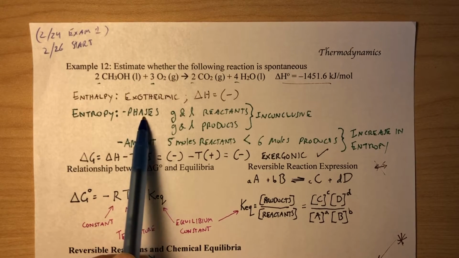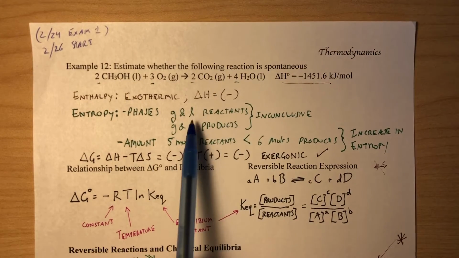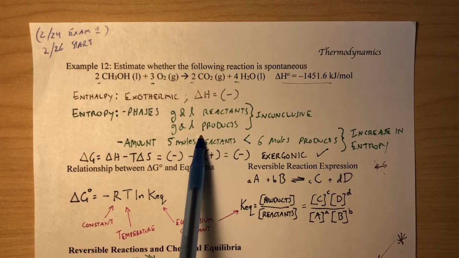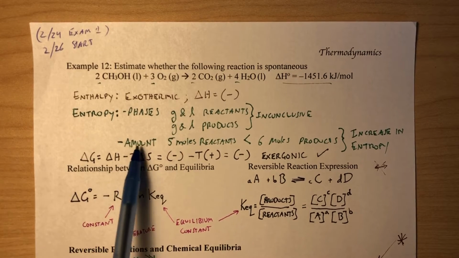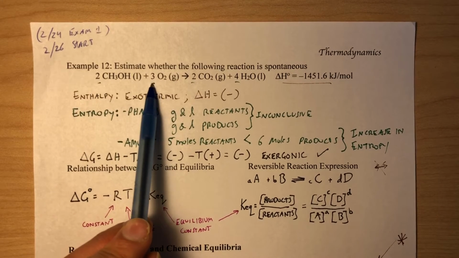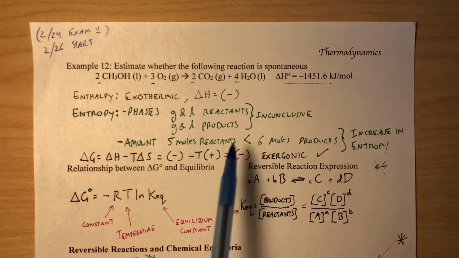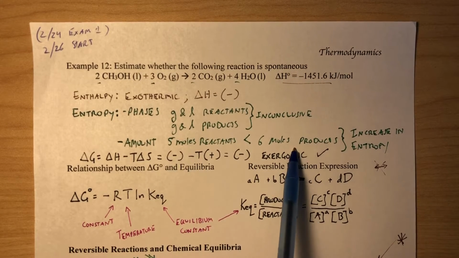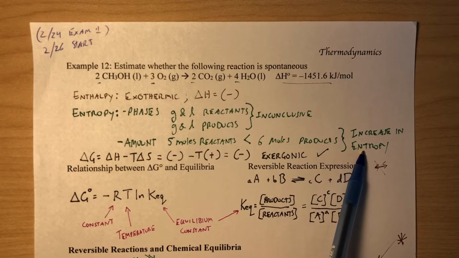Now we're going to first look at phases. On the reactant side, we have a liquid and a gas. On the product side, we have a gas and a liquid. So we have gas and liquid reactants, gas and liquid products. That is inconclusive. We're not really increasing or decreasing a phase in a very obvious way. Amount: we have 5 equivalent moles on the reactant side, 2 plus 3, just looking at our coefficients. On the product side, we have 2 and 4. So we go from 5 moles of reactants to 6 moles of products as the reaction goes forward. And our products being greater than our reactants, that's actually an increase in entropy since we're making more stuff.